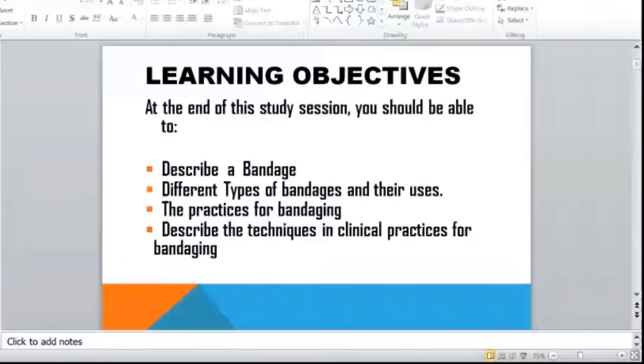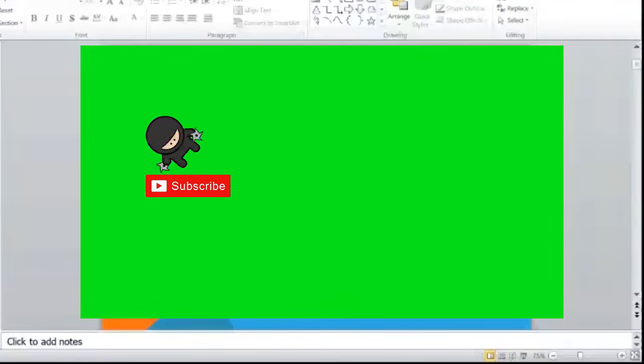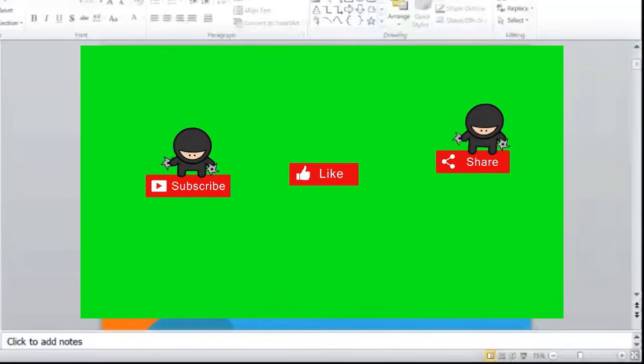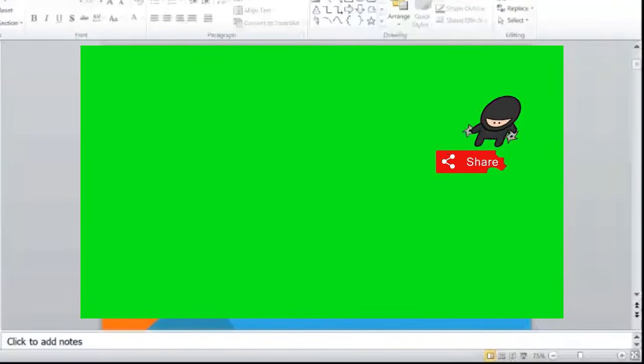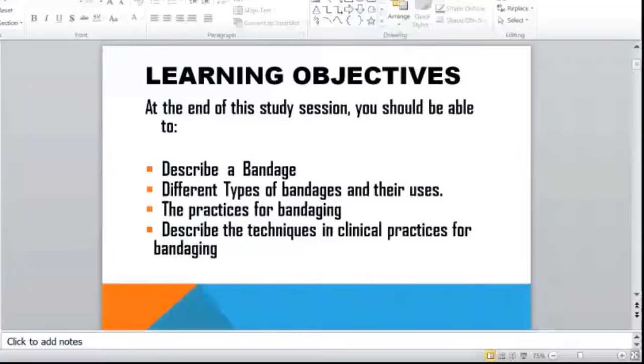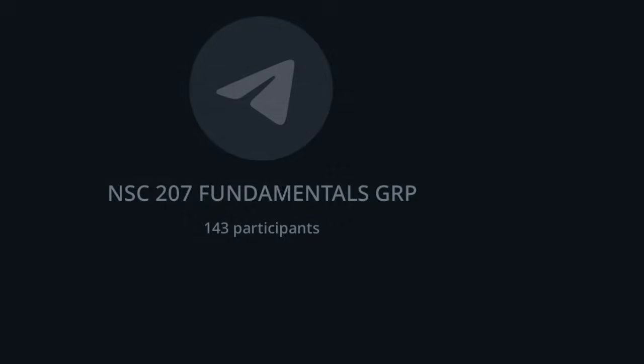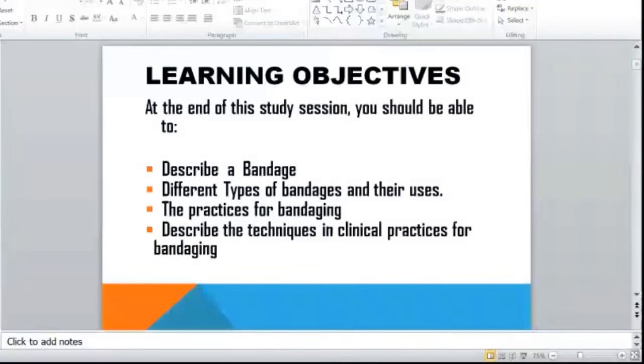So let's look at the learning objectives. Can you see the learning objectives? At the end of this study session, you should be able to describe a bandage, and describe different types of bandage and their uses. We are all practicing nurses, so this shouldn't be a new topic to us. We've done it in School of Nursing. You should be able to describe the practice for bandaging and different techniques in clinical practice for bandaging. Are we following?